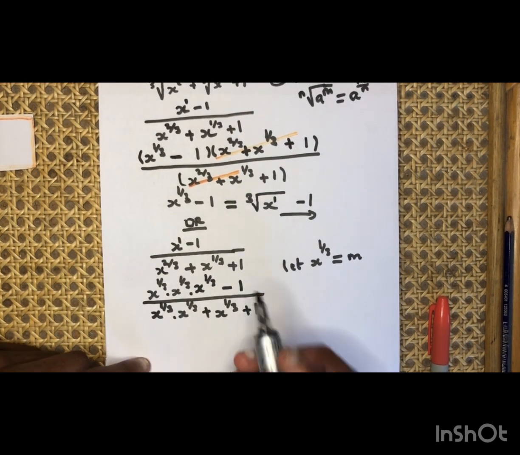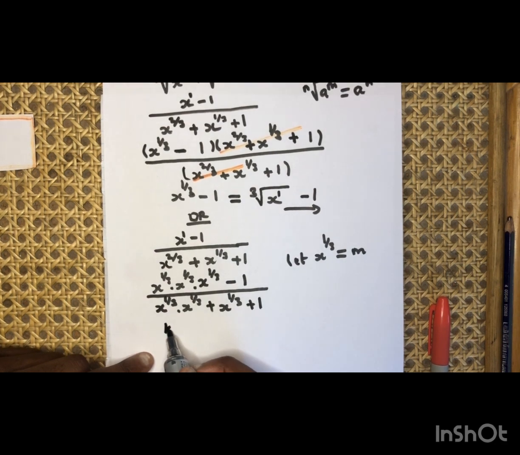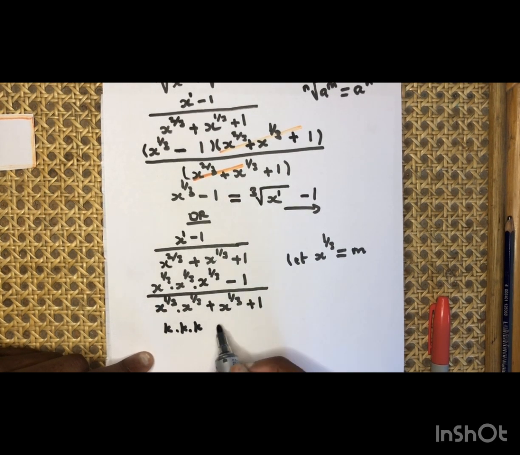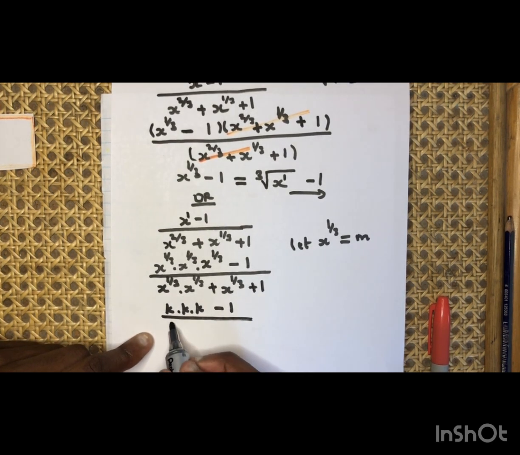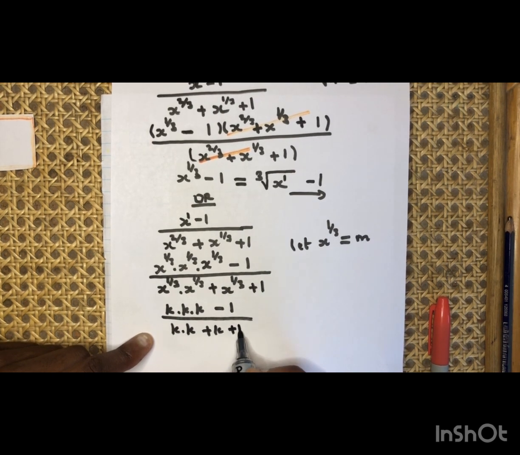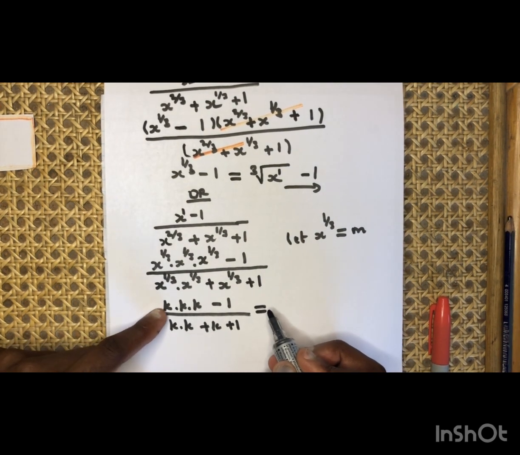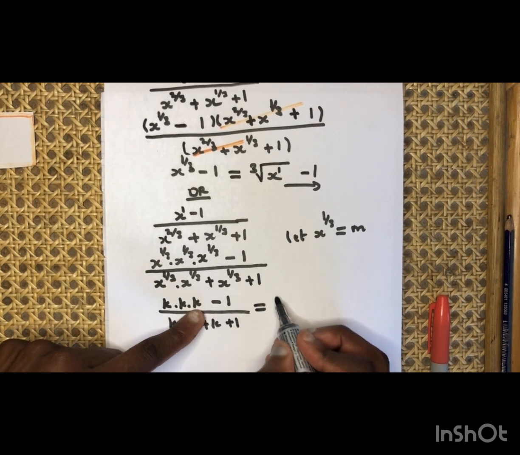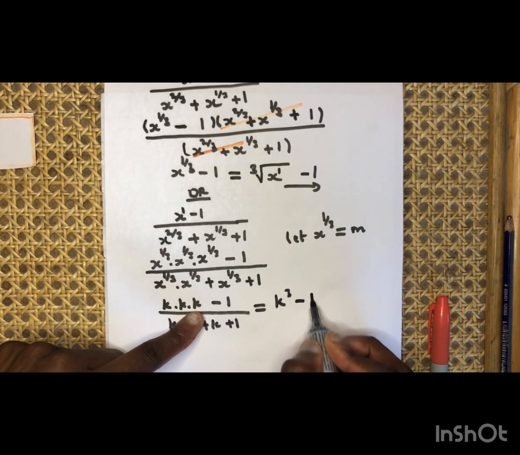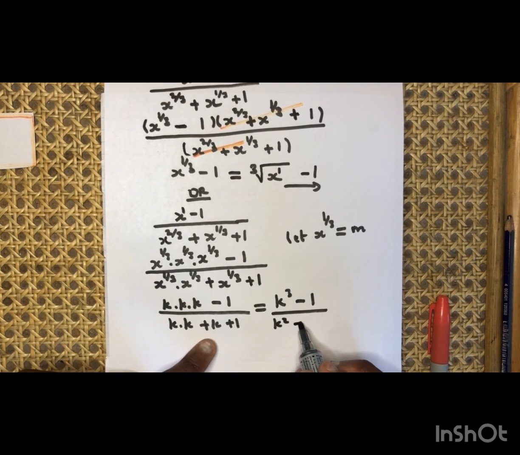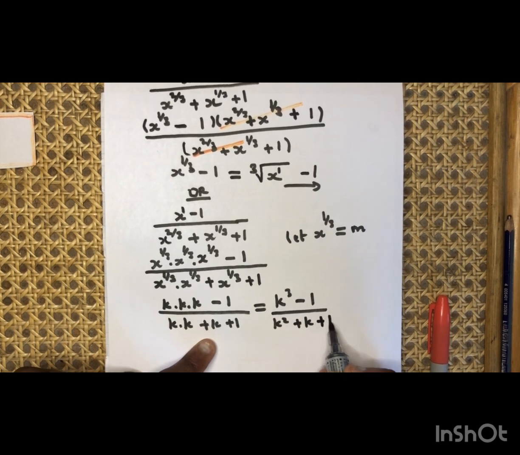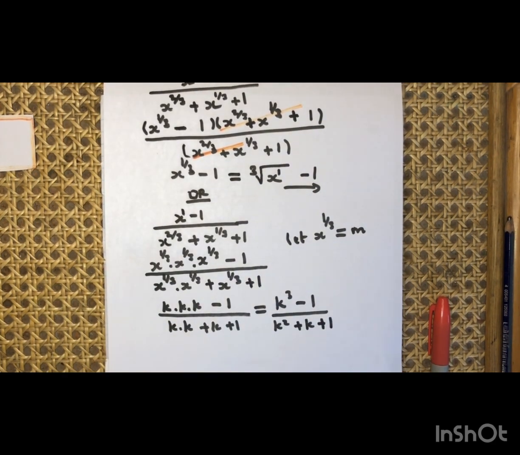minus 1 here. So now I have k times k times k minus 1 on the numerator, divided by k times k plus k plus 1. So this thing is the same. k times k is k squared times k, then you get k cubed minus 1 over k times k, that's your k squared, plus k plus 1. Now you have to factorize the numerator. If I factorize the cube root, guys, it's simple.